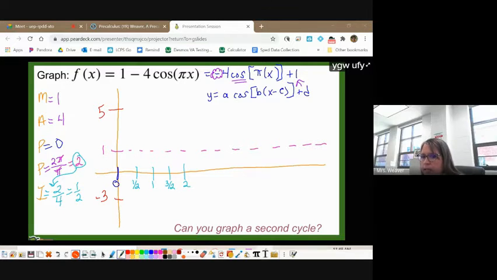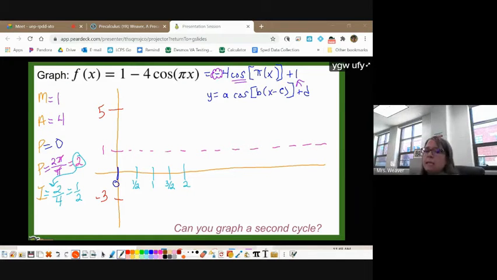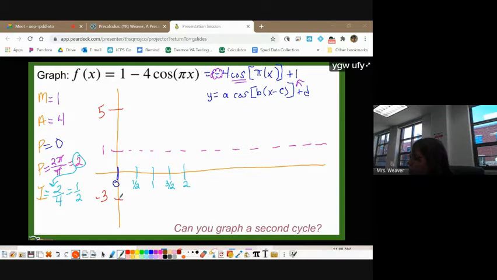So sine starts at midline, but cosine starts where? And if it's negative, it starts where? Is it the 0 axis? Like the midline? It's not at the midline. So it actually starts at the minimum. When it's a negative cosine, it's going to start at the minimum. So at 0, we're going to go down to -3 and we're going to plot our first point.